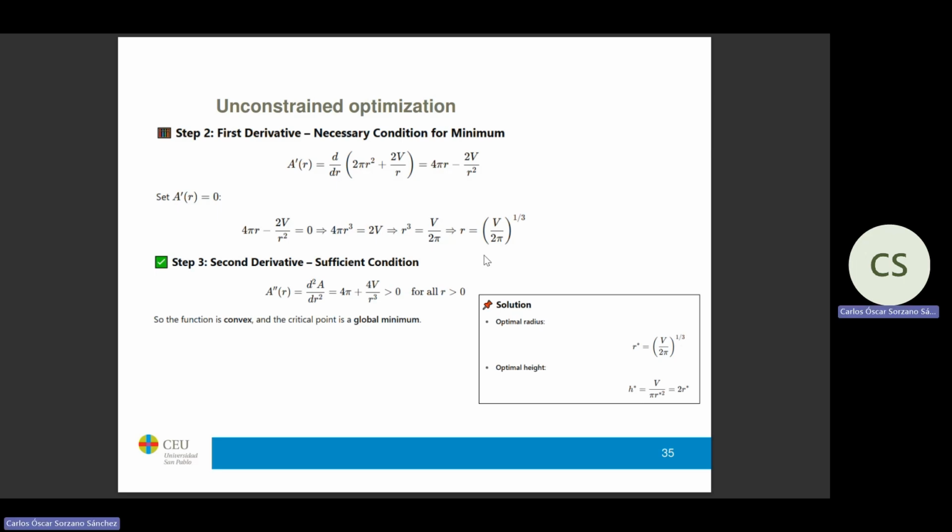So in this very simple example, we have seen that the first derivative equals zero is a necessary condition. If something is a minimum, it has to fulfill this statement. But then we have to check whether the second derivative is larger than zero to be sure, and we have the solution. In this particular case, the function is convex, and because the function is convex and this is a minimum, it has to be the global minimum. There is nothing better than that because the function is convex.